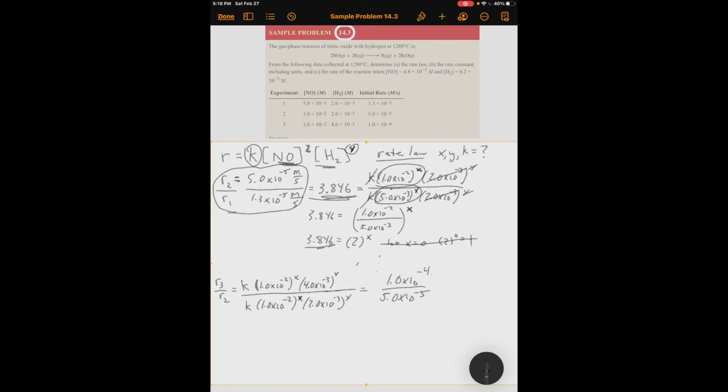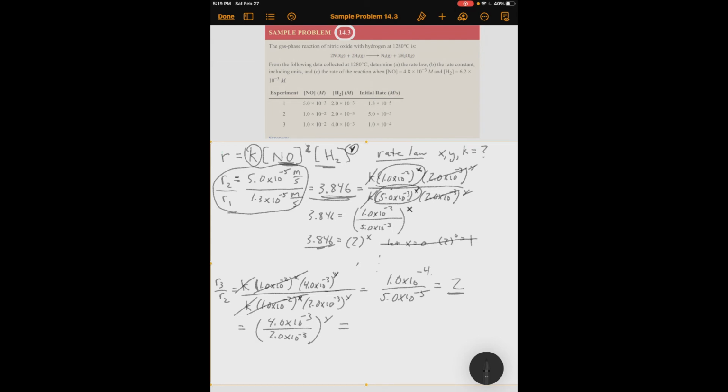Now this one, 1.0 times 10 to the minus 4 over 5 times 10 to the minus 5, is just 2. It didn't come out to something like 2.178, like the 3.846 did. This one just came out to a nice whole number, 2. Sometimes that happens. So 2, that ratio, is equal to k over k. We can get rid of that, that's the same. And then again, these are both to the same exponent, so it's equal to 4.0 times 10 to the minus 3 over 2.0 times 10 to the minus 3 to the y.